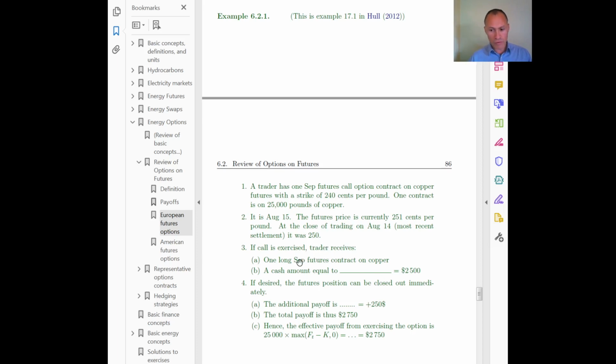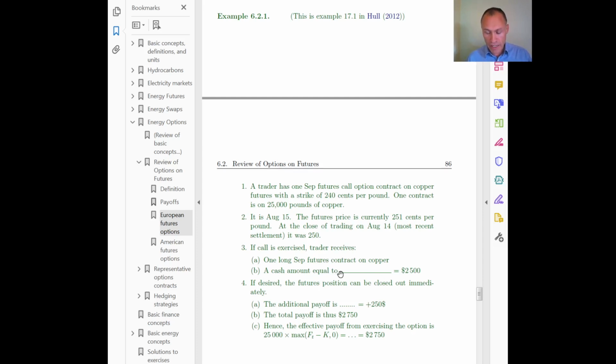Two things. One, a long futures, and the underlying futures in this call is the September futures. So I get a long position in that futures. The other side of the call option takes the other side of the futures. So I become long futures, and the person that some time ago sold the call option to me now becomes short futures.